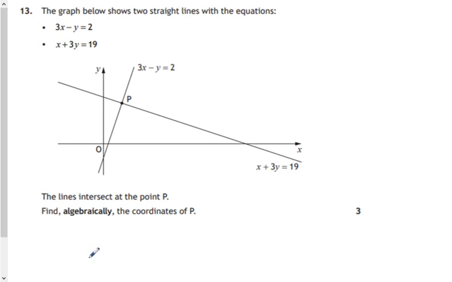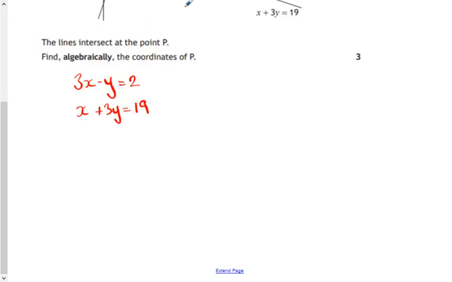We've got 3x minus y equals 2 and x plus 3y equals 19. Now we want to solve what x and y are, so I'm going to call this equation 1, this one equation 2. Now the easiest way for me to get rid of these is to scale the y's here, because I've got positive and negative y.